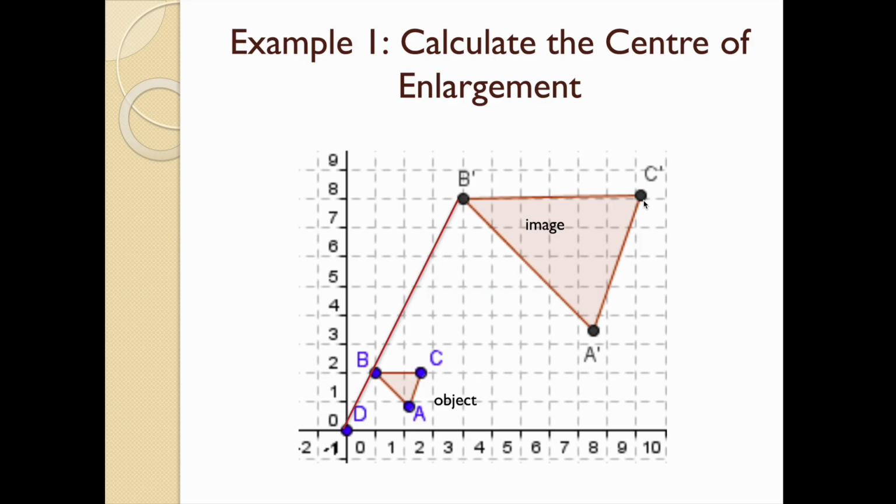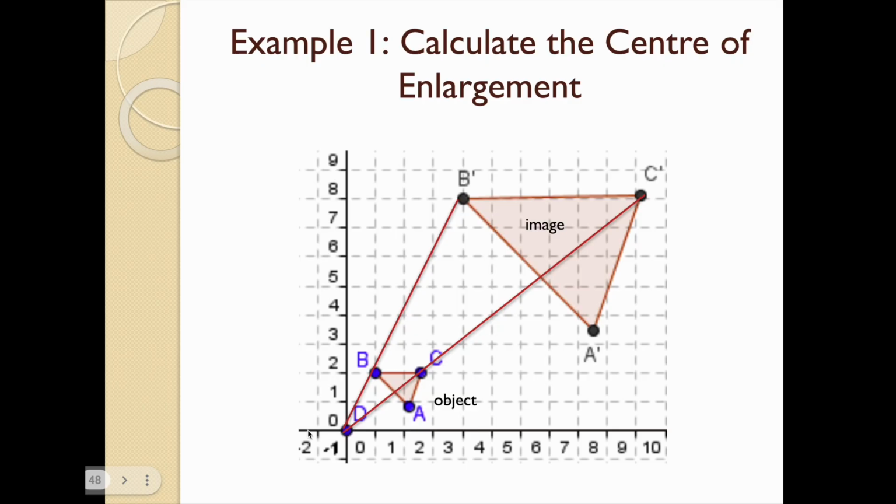Next one, C prime. This is the corresponding point for this. This is a positive enlargement. Everything is in the same direction. So now we go C prime straight through where? Where is it going to go through this time? C. Good. So we go C prime straight through C and we extend. We continue to extend.